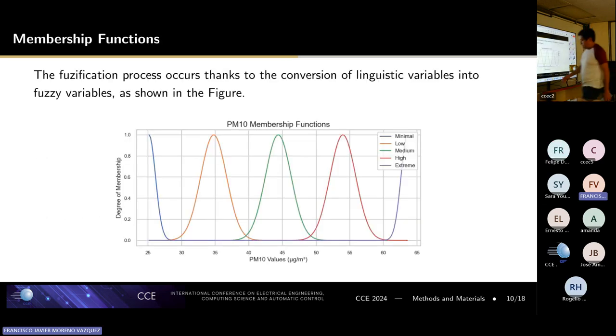One of the important keys in the fuzzy logic is the membership function. These functions give us that floating point number. And we can see an example of how we use these fuzzy variables. The main purpose of the membership function is to convert linguistic variables into fuzzy variables. And this is the way that we distribute these membership functions through all the values that we get in the data set.